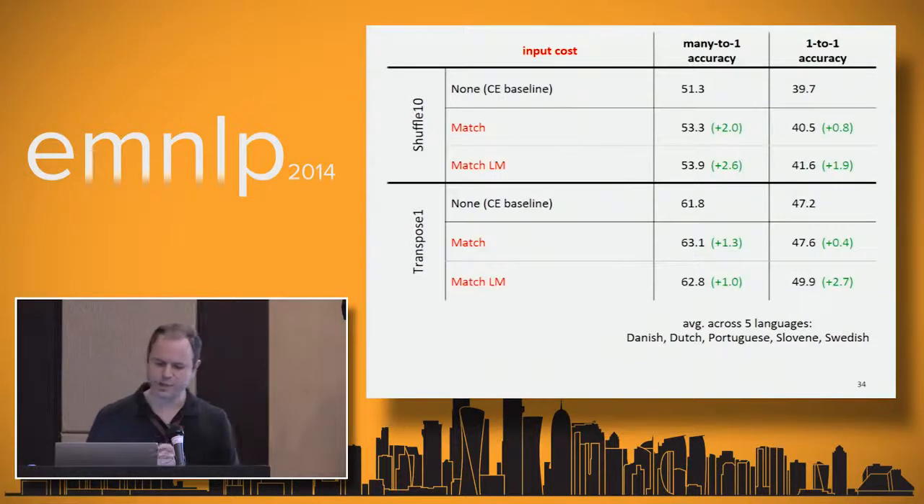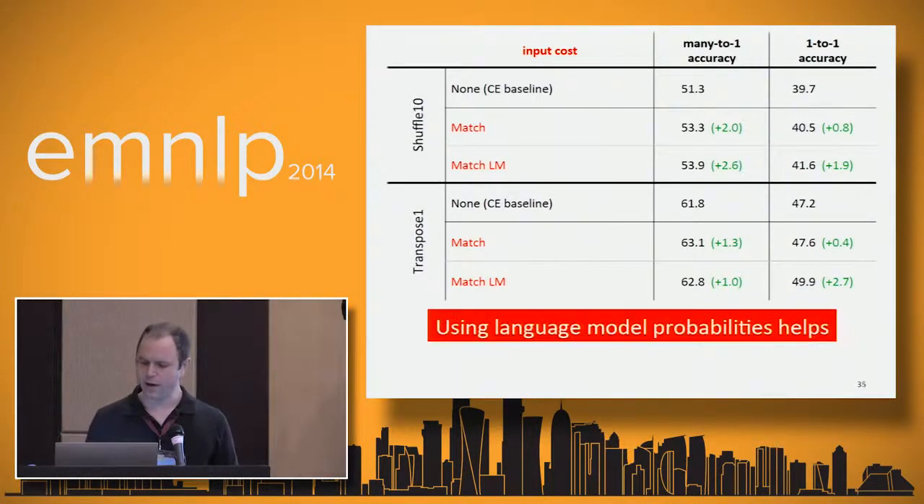And we see typically further gains when we use the match LM cost. So this is the one that weights the corruptions by basically how surprising they are. And we especially see gains in one-to-one accuracy, where we're getting about 2.7 points above the transpose 1 number.